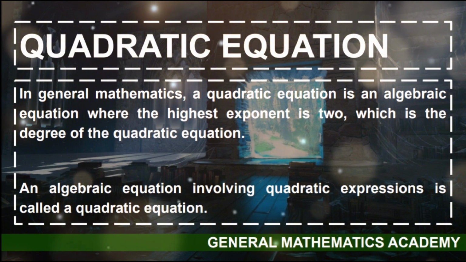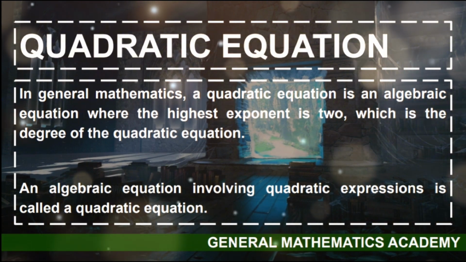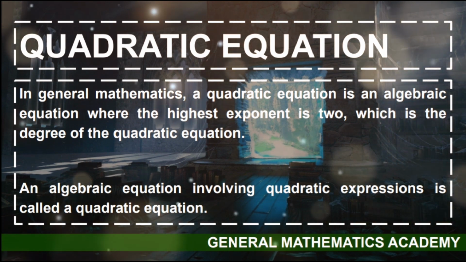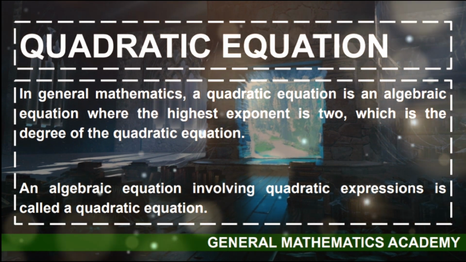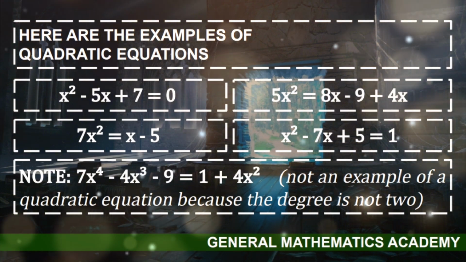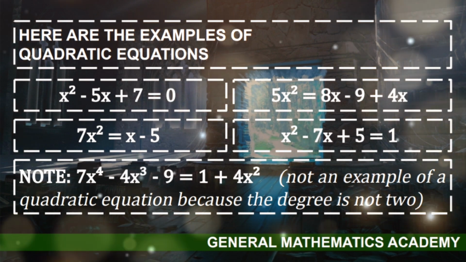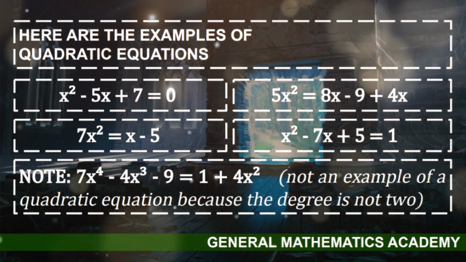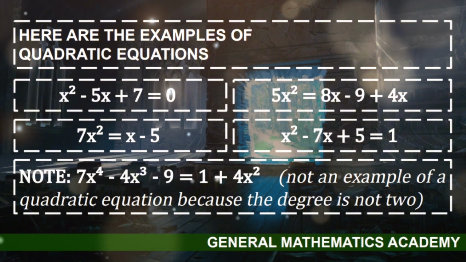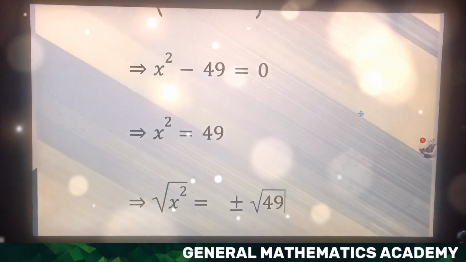By the way, in general mathematics, a quadratic equation is an algebraic equation involving quadratic expressions. What you are seeing right here are examples of quadratic equations because the highest exponent in this algebraic equation is 2. That's why all of these are indeed examples of quadratic equation. So we will have x squared is equal to 49 upon doing this.